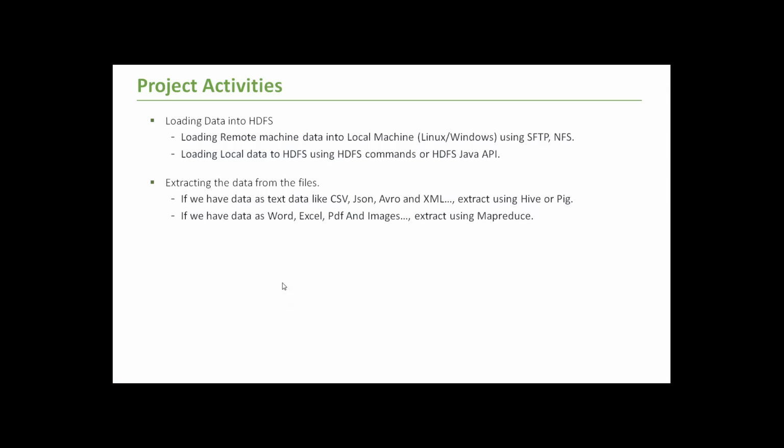And if you have data as Word, Excel, PDF, and images, we can extract it by writing MapReduce programs. So after loading the data, we need to check how the data looks, and based on that, how we can extract the fields. What fields are there? So that is the second step we need to do.